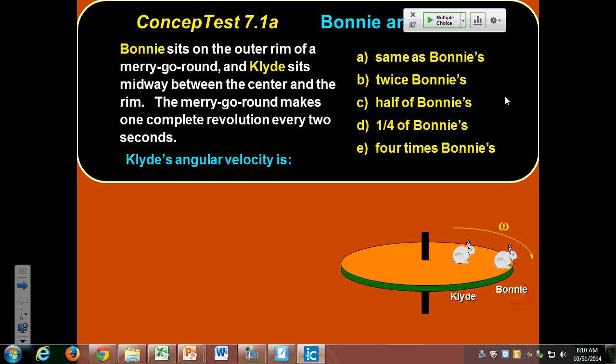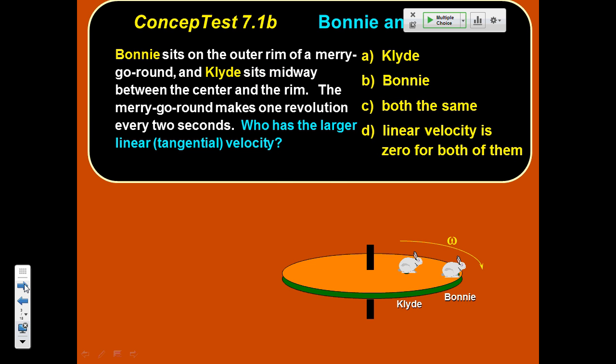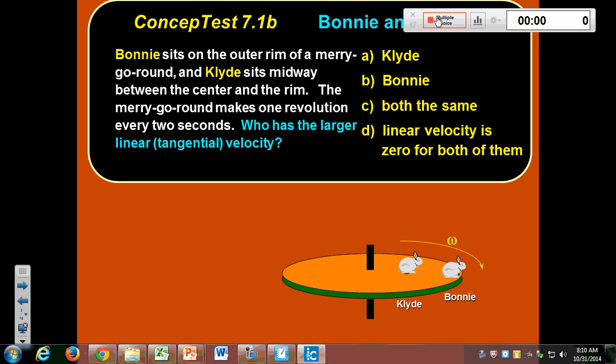So if you're on a rigid body, this is one of our definitions of a rigid body. Every point travels at the same angular speed. Remember that goes back to the chair. And if you're rotating, every point from this chair is rotating at the same speed because it's rigid. All right, now asking who has the larger tangential or linear velocity. We call it tangential because the direction of the vector is tangent to the circle. But who has the larger linear velocity? Bonnie, Clyde, are the same?